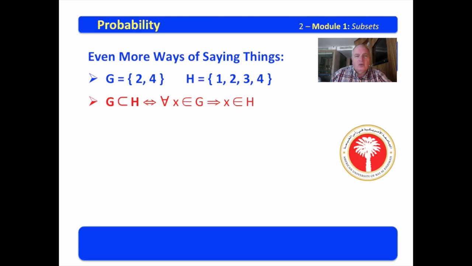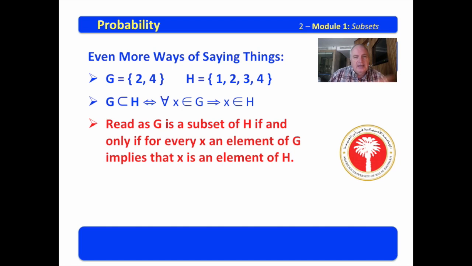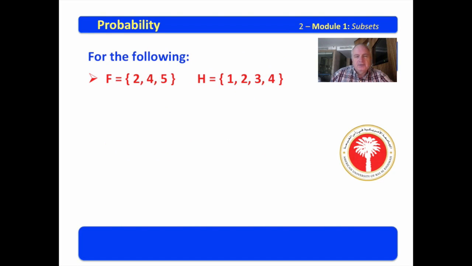Now let's learn even more ways of writing that. G is a subset of H if and only if for every x an element of G, it implies that x is an element of H. Here's another symbol. This means for every x an element of G, that that x is an element of H. This gets pretty intense, doesn't it? It's read as G is a subset of H if and only if for every x an element of G implies that x is an element of H. For the following, F is the set of 2, 4, and 5.